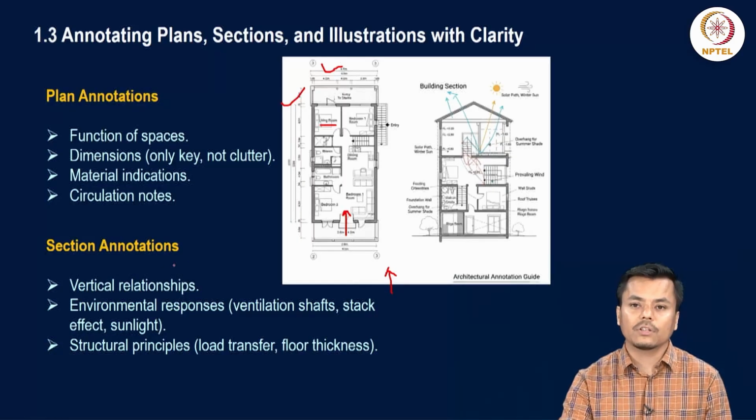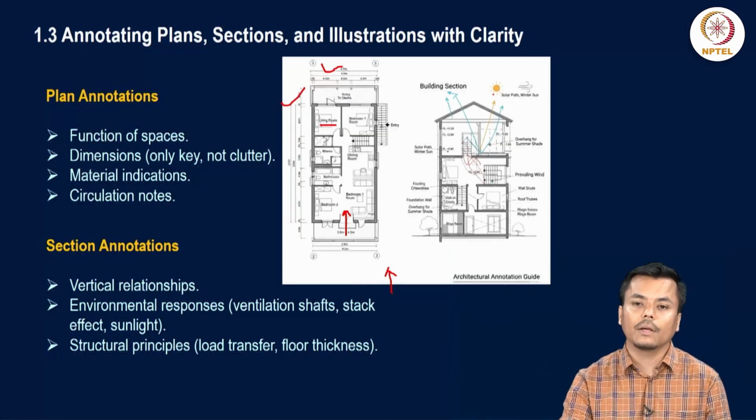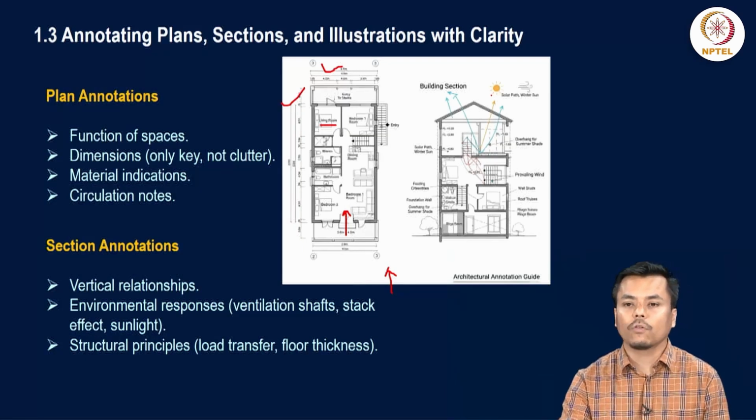In case of section or elevation, we try to show the vertical relationship. So we label the materials that are used and the different spaces and their uses, and along with that we have to showcase the environmental responses. If there are any interesting features that you have used to enhance the comfort of the user, like a ventilation shaft or stack effect, or even how you have allowed the sunlight to enter into the building, that can be highlighted by annotating using proper symbols in your drawing.